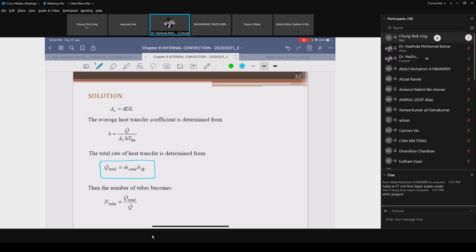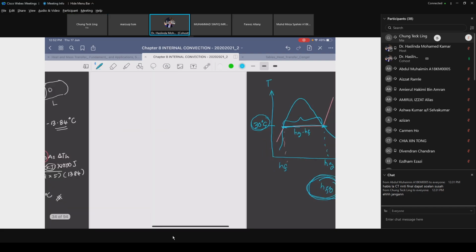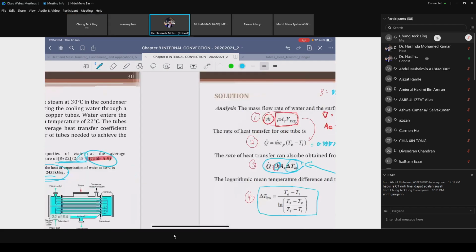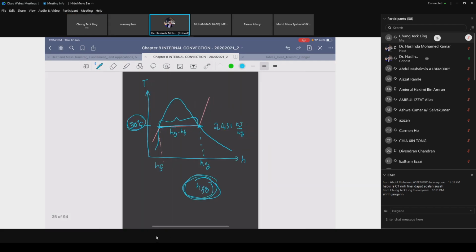Boleh? Boleh. Ya, mana? M dot condenser given, kalau saya not mistaken. Betul tak? Betul. Saya betul. Kalau saya salah tu saya saja je buat salah.